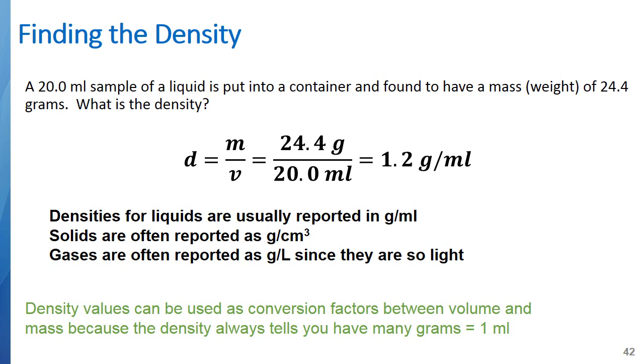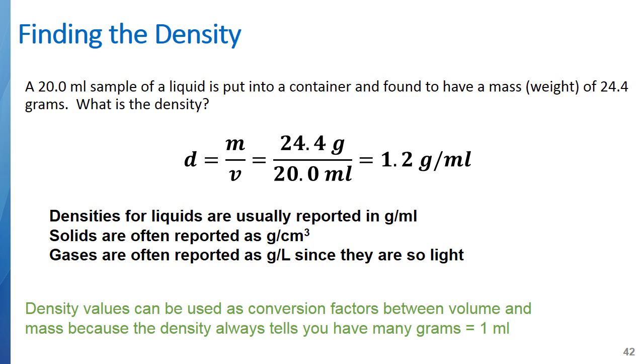Densities for liquids are often reported in grams per milliliter. That's sort of the standard unit. Sometimes you'll see solids reported as grams per centimeter cubed. Well, a centimeter cubed is actually the same as a milliliter. It's just a different way of reporting it because solids have length and width and height, whereas liquids don't.